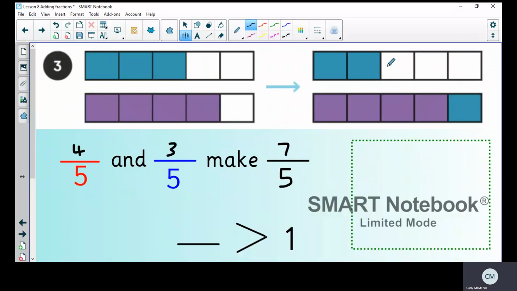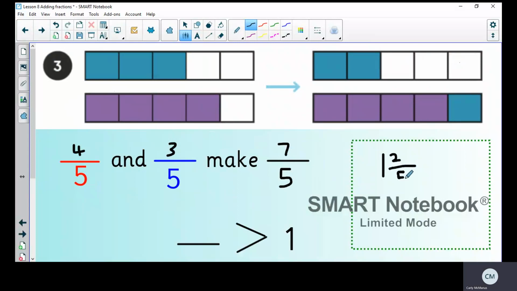Here's what it looks like pictorially. Now, we are going to work out what this looks like as a mixed number fraction. Well, as you can see from the picture, you've got one whole, and then you've got 2 parts coloured in here, and it's 2 out of 5 parts.